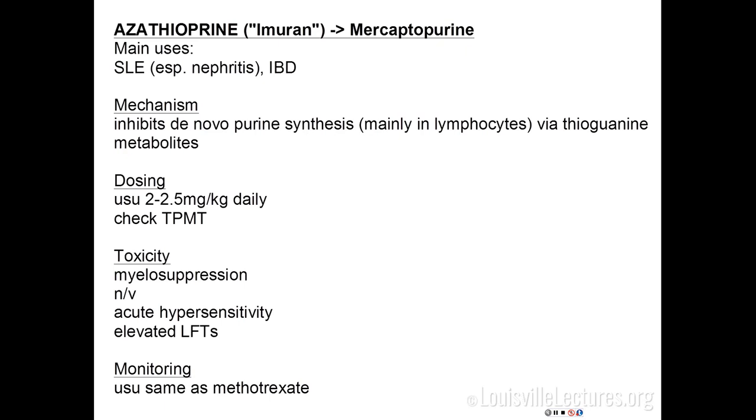So we already mentioned the main toxicity is myelosuppression. Again, nausea and vomiting. All of our drugs cause nausea and vomiting. This is rare. And then elevated LFTs, like with methotrexate, can be a problem with azathioprine. And so the usual monitoring is the same as with methotrexate, generally renal function and liver function studies every 3 months. Any questions? If you have any questions at any point, just raise your hand or yell.